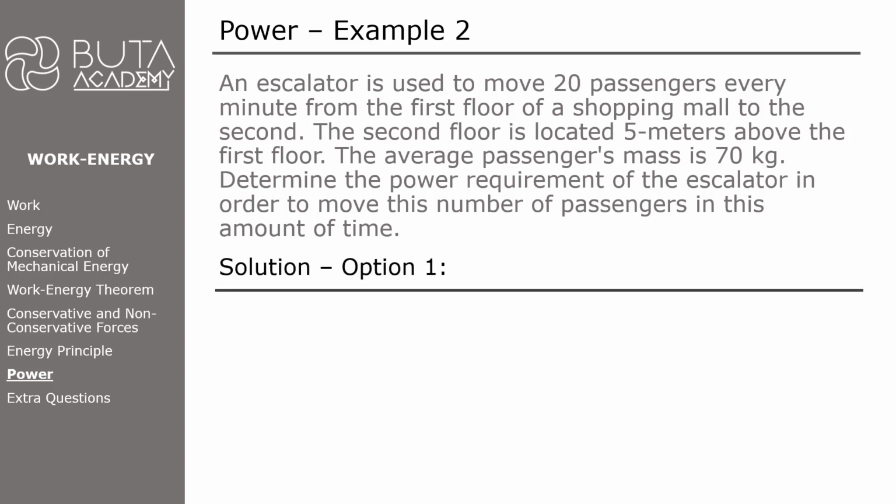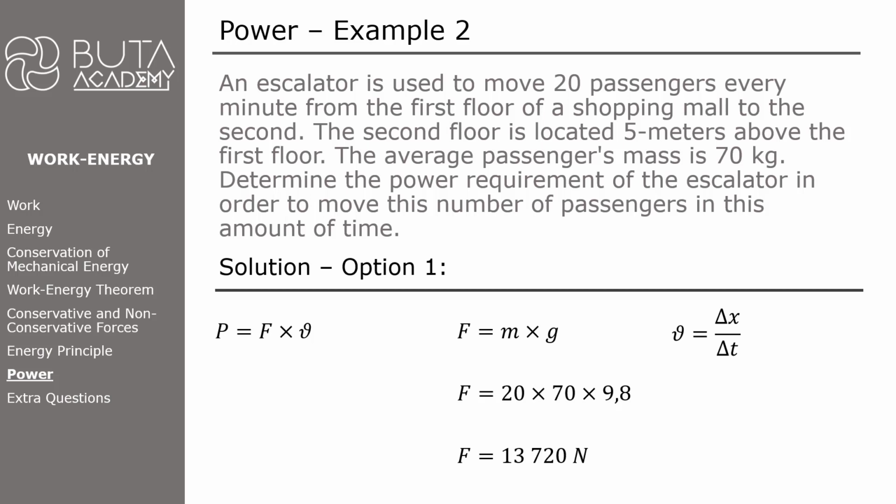We can solve this question by using both formulas of power. In option 1, we are going to use the formula power is equal to force times velocity. Both force and velocity are unknown, hence let's calculate them. An escalator is trying to overcome the force of gravity, which is equal to mass times gravitational acceleration. It can lift up to 20 persons of mass 70 kgs each. Force of gravity will be equal to 20 times 70 multiplied by 9.8 meters per second squared. The result is 13,720 newtons.